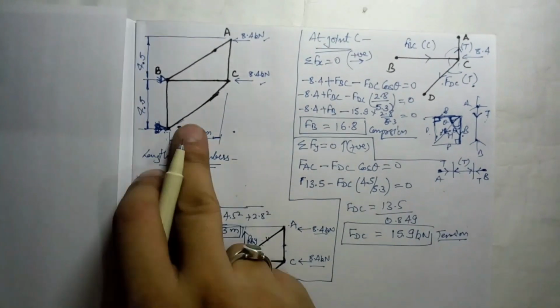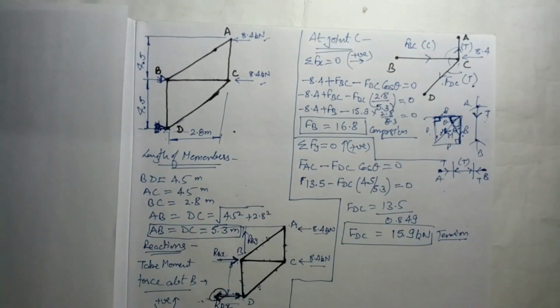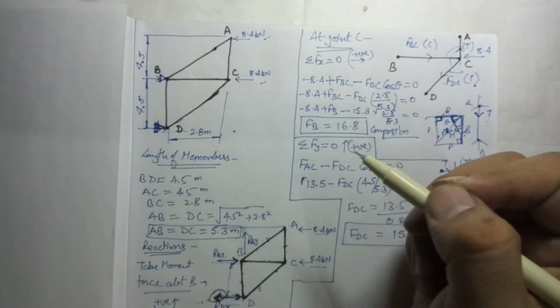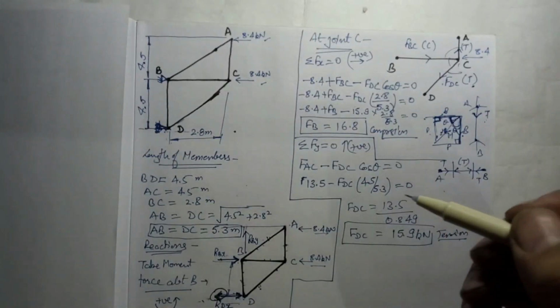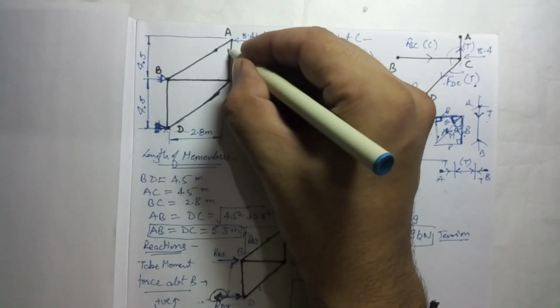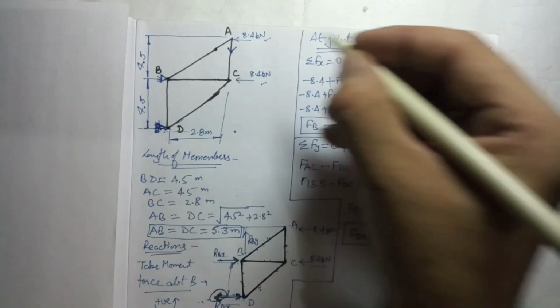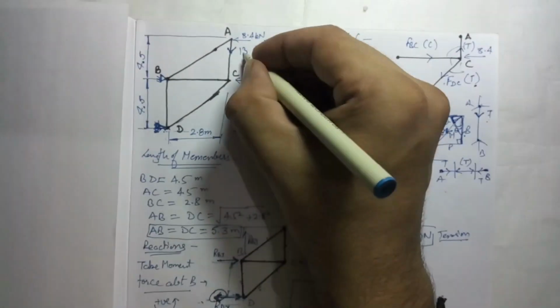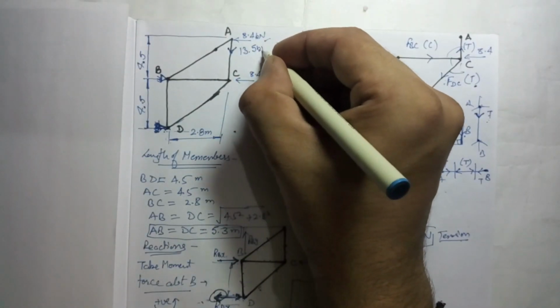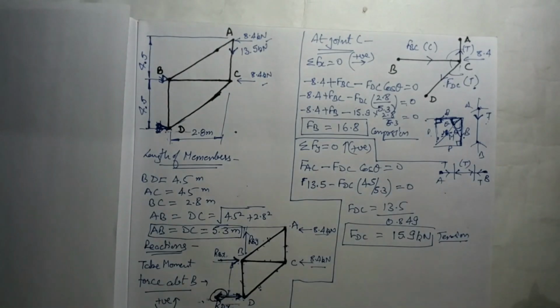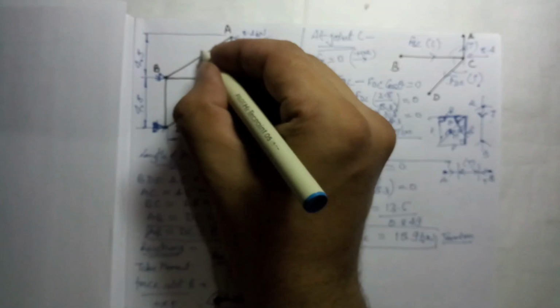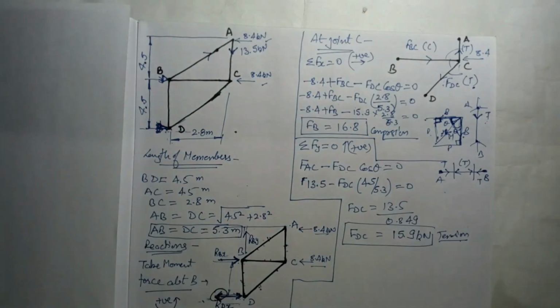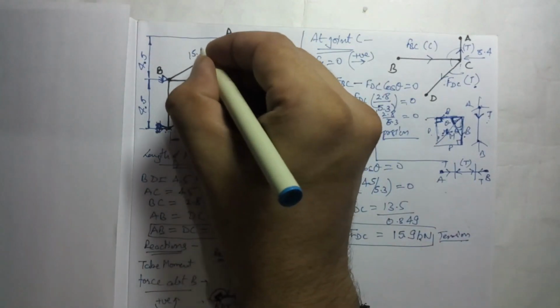Now in the main diagram, if I tell you the calculation or the nature of forces that we have calculated, first I have calculated FAC is tension, you can say this one, and the value of this is 13.5 kilonewton. Now after that we have calculated FBA, and that is compression, so this is FBA compression, and the value is 15.9 kilonewton.